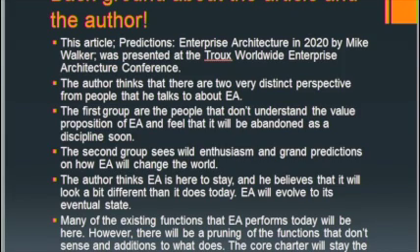The author thinks that enterprise architecture is here to stay, and he believes that it will look a bit different than it does today. Enterprise architecture will evolve to its eventual state. Many of the existing functions that enterprise architecture performs today will be here. However, there will be a pruning of the functions that do not make sense and additions to what does. The core charter will stay the same.